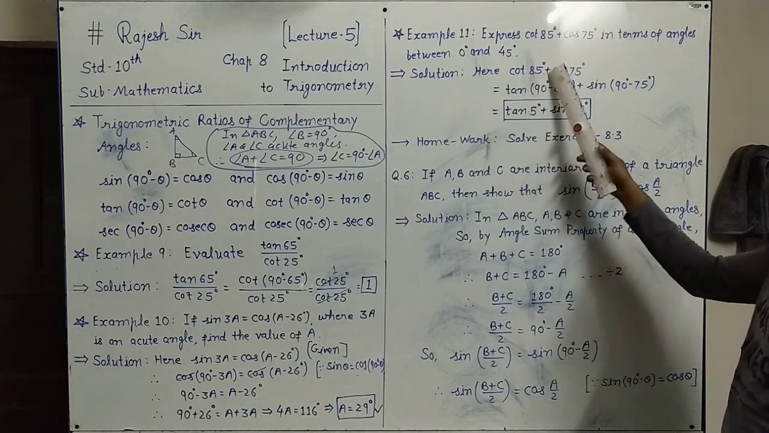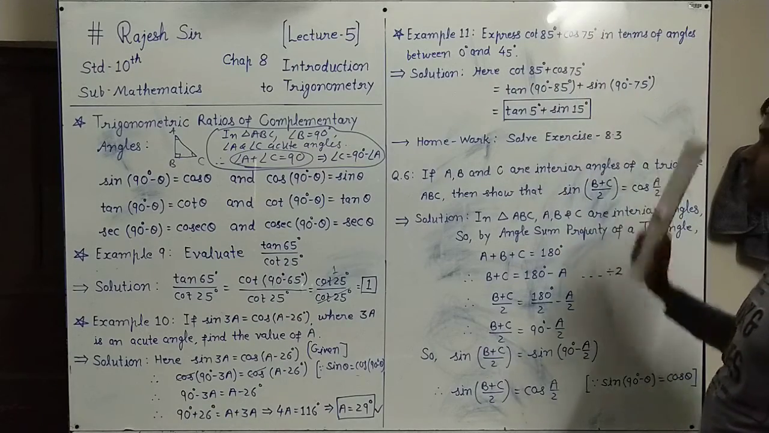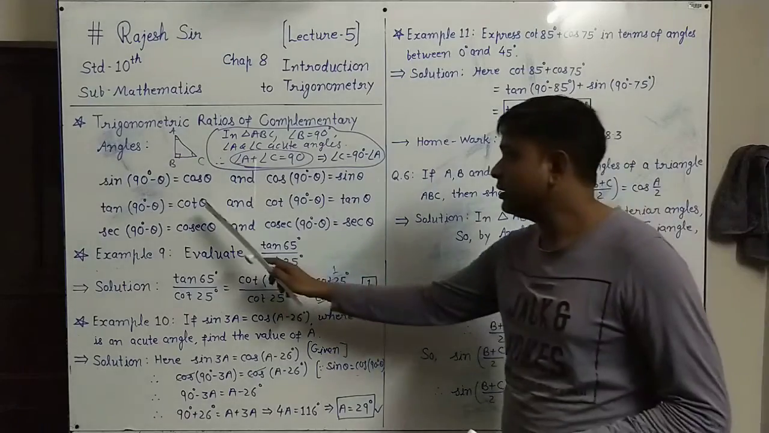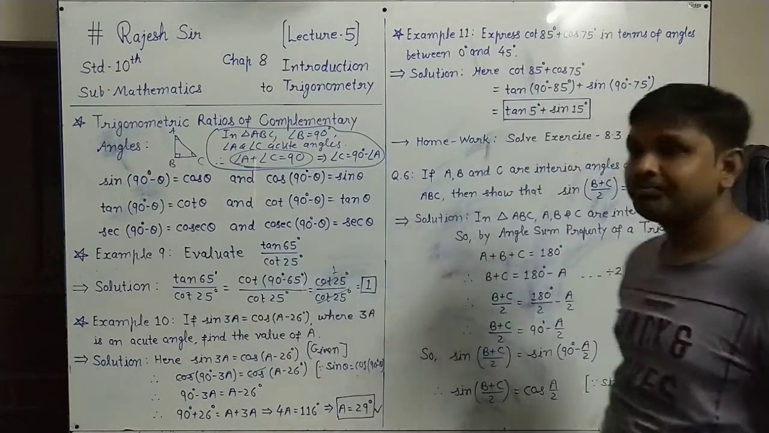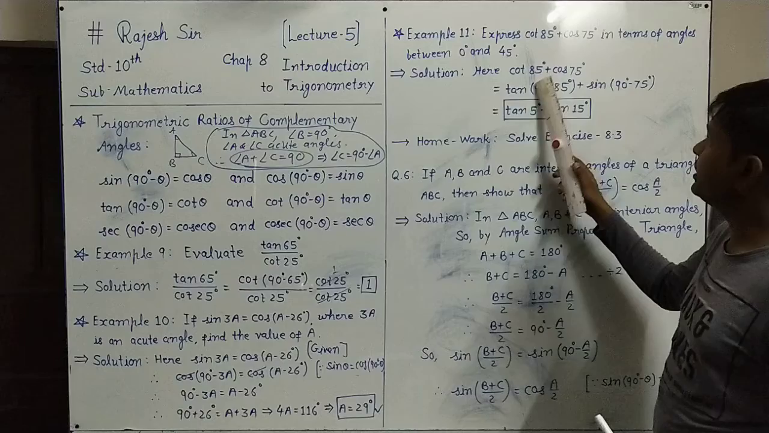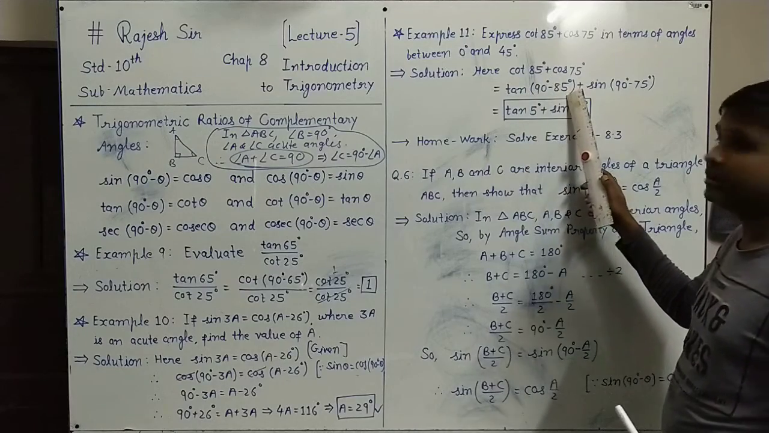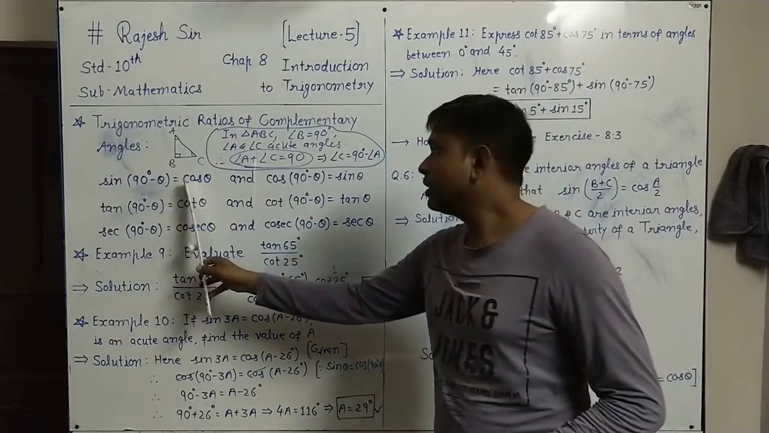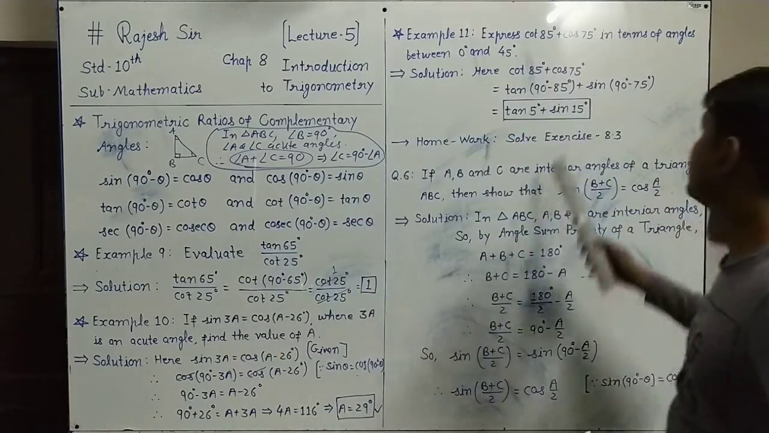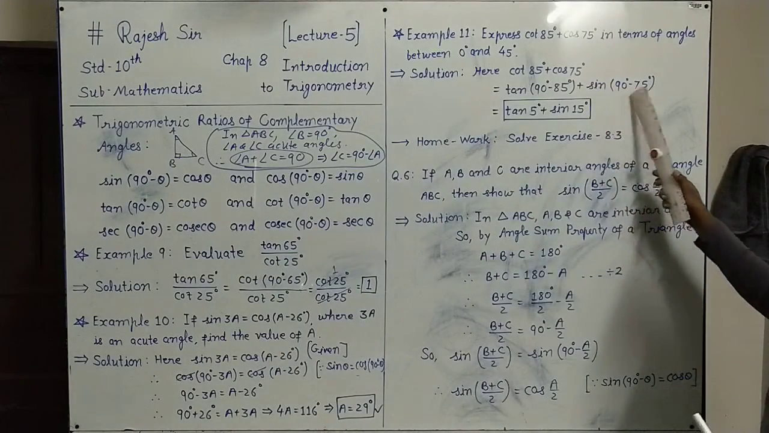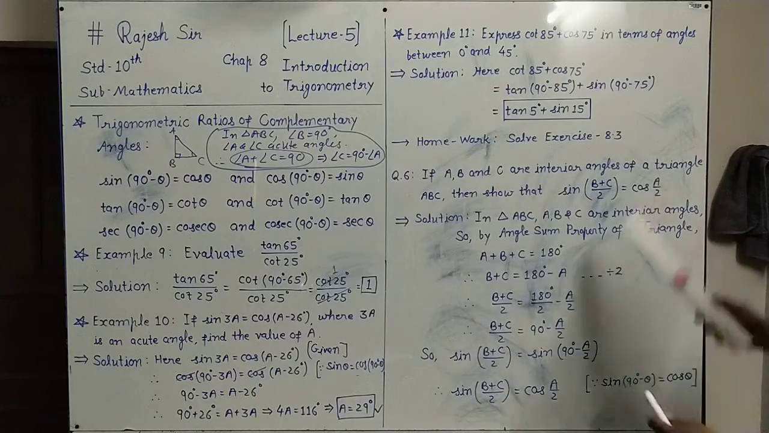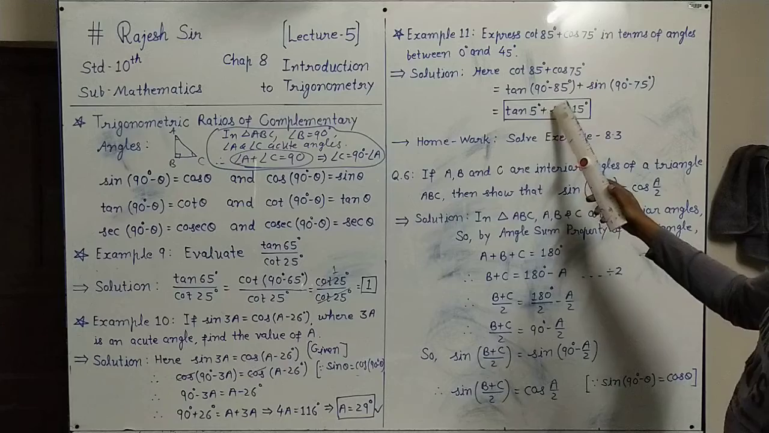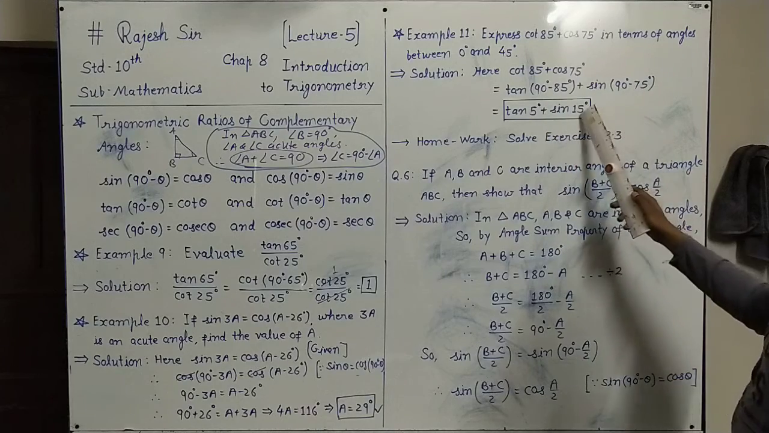Solution: cot 85 degrees plus cos 75 degrees is given. So we can use cot theta equals tan of 90 minus theta. So cot 85 equals tan of 90 minus 85, plus, as cos theta equals sin of 90 minus theta, cos 75 equals sin of 90 minus 75. Now just simplify: 90 minus 85 is 5 degrees, plus sin of 90 minus 75, which is 15 degrees.